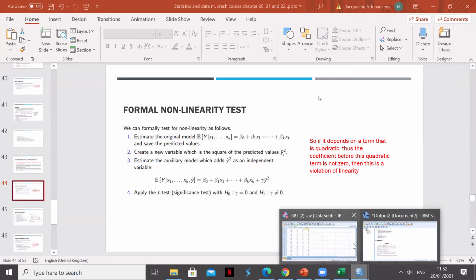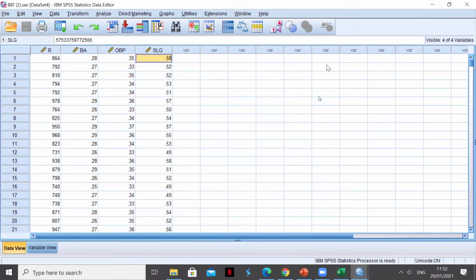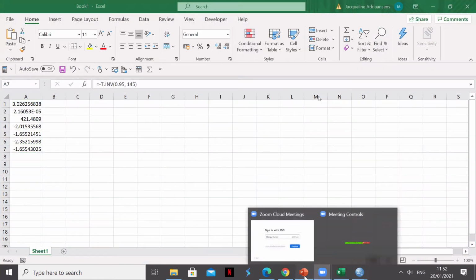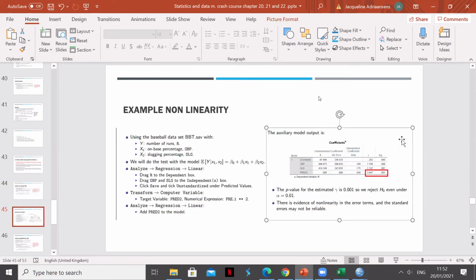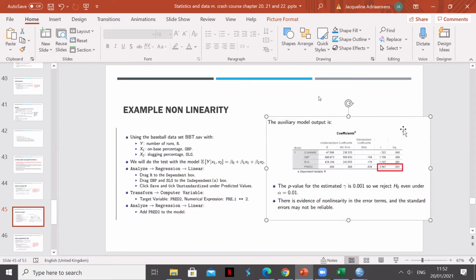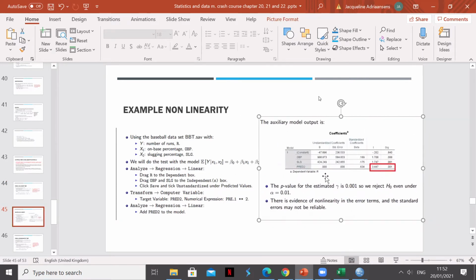And then you get your output if everything goes well. And then you want to test if that coefficient, so this one, is 0 or not 0. And yeah, here I included the output, which you should get if there was nothing wrong with the data. And so you get your predicted 2. Here they call it pred2. I always call it pred squared or SQ.